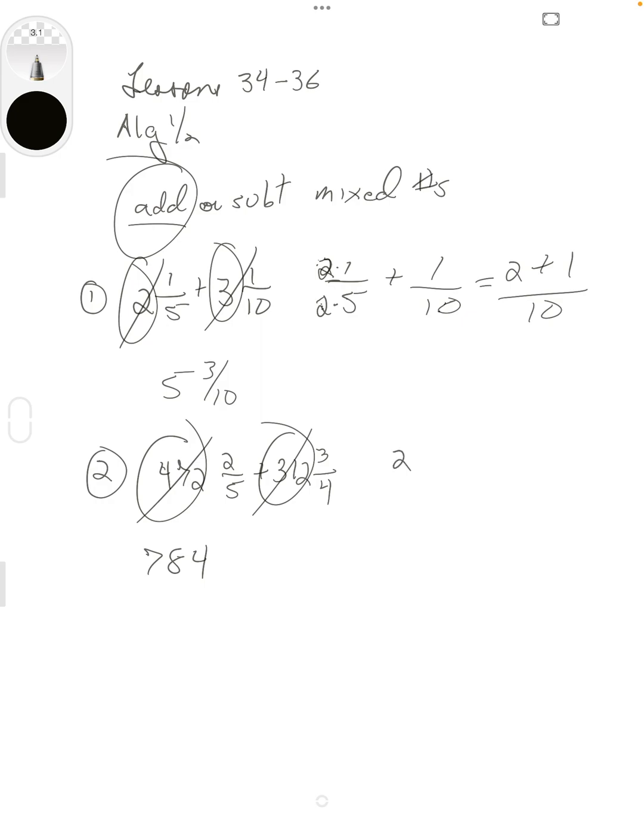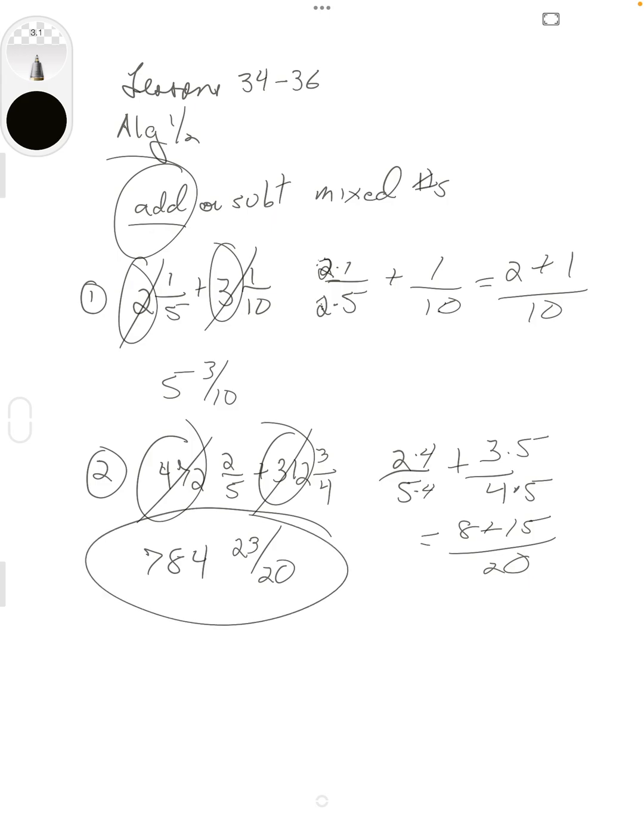Now I'm doing 2/5 plus 3/4. Well, I notice the denominators are not the same. But if I multiply this one times 5, it becomes 20. And if I multiply this one times 4, it becomes 20. So this becomes 8 plus 15 over 20. Okay, and 8 plus 15 is 23/20. So now that's the answer.